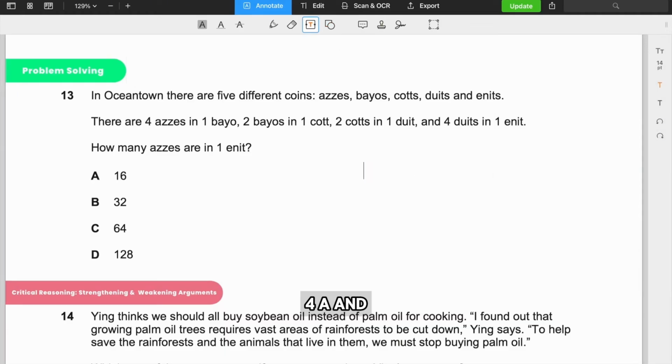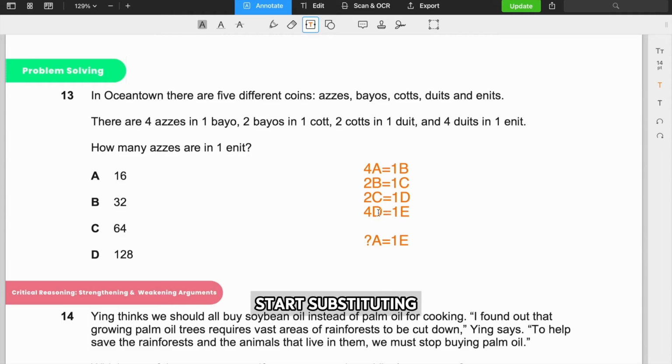So 4A in 1B, 2B in 1C, 2C in 1D, 4D in 1E. And the question is, how many A's are there in 1E? So what you can do is you can just start substituting.